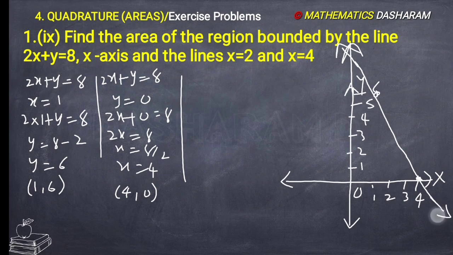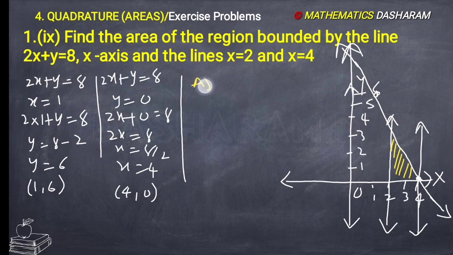So this is a graph for 2x plus y equals 8. Now the ordinates are x equals 2, so here draw one straight line, and x equals 4, here one more straight line. Okay, so we need to find this area.